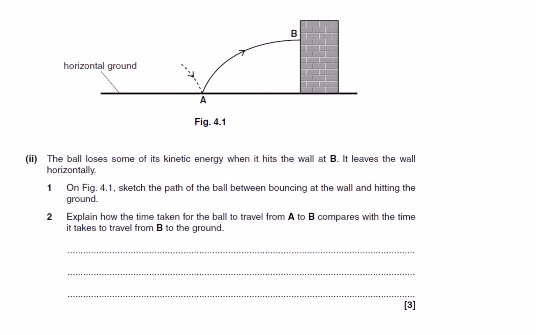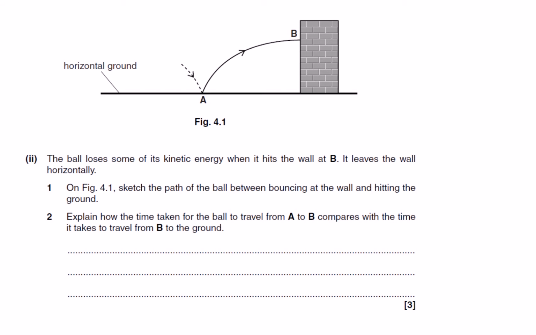So on to part 2 of A. The ball loses some of its kinetic energy when it hits the wall at B. It leaves the wall horizontally, and from the previous bit of the blurb it says that it strikes the wall horizontally. That's going to be important in a moment. So on figure 4.1, sketch the path of the ball between bouncing at the wall and hitting the ground.